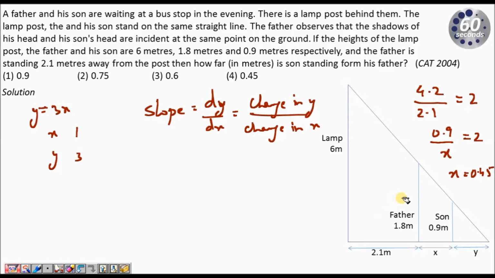So what I am trying to tell you is, without using any of those properties of similarity, I am just using common sense to solve this question. y changed from 6 to 1.8, that is changed by 4.2 over 2.1, which is half of 4.2. So if it has to change by 0.9, over what will it change? It will have to change over half of it, which is 0.45. So this will be my answer.